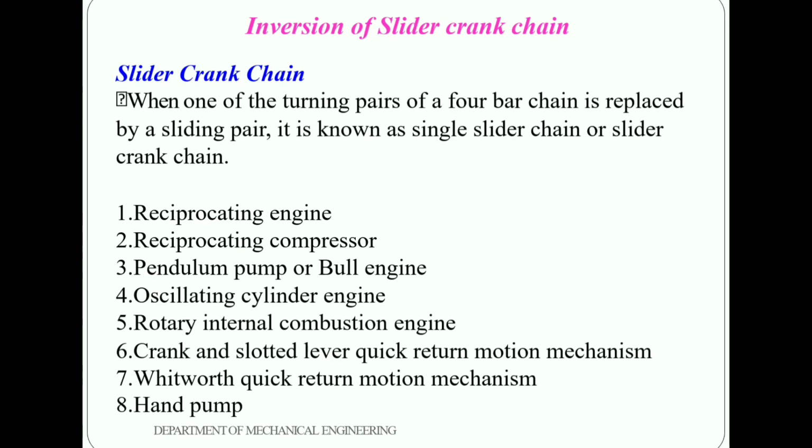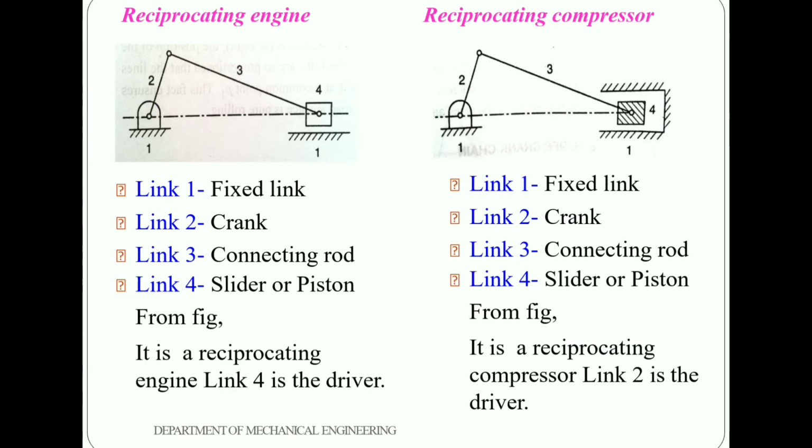These are all the examples of a single slider crank chain: reciprocating engine, reciprocating compressor, pendulum pump or bull engine, oscillating cylinder engine, rotary internal combustion engine, crank and slotted lever quick return motion mechanism, Whitworth quick return motion mechanism, and hand pump. These are all the examples of slider crank chain. Okay. In the reciprocating engine and reciprocating compressor, the mechanism may be seen.